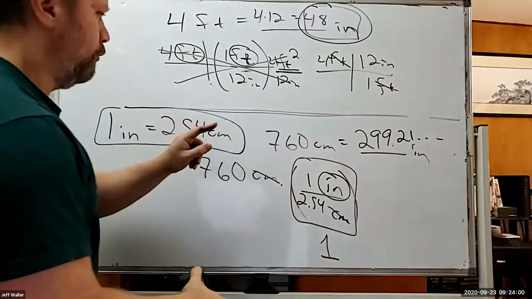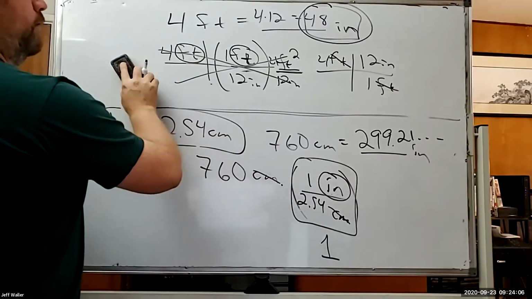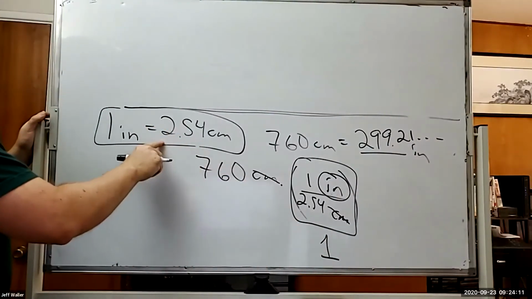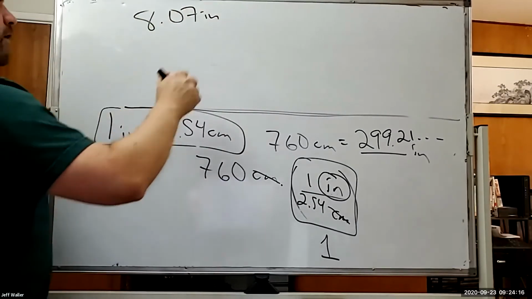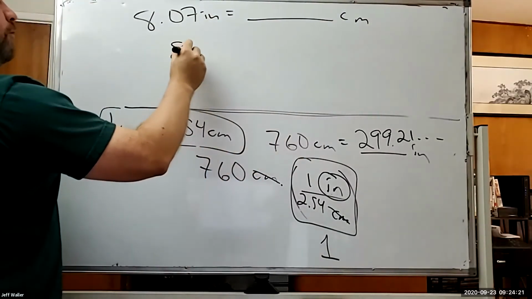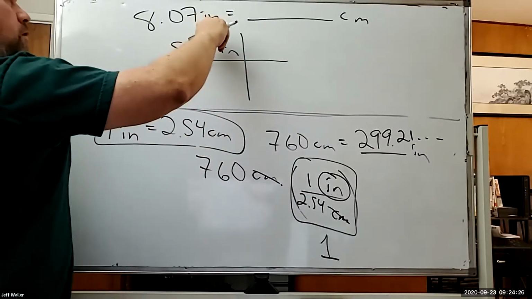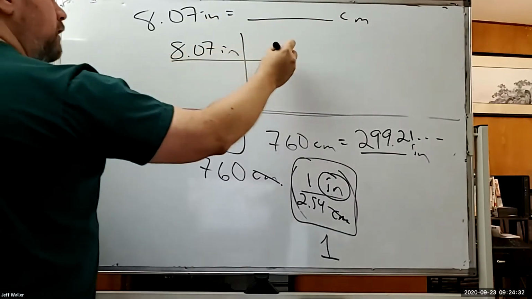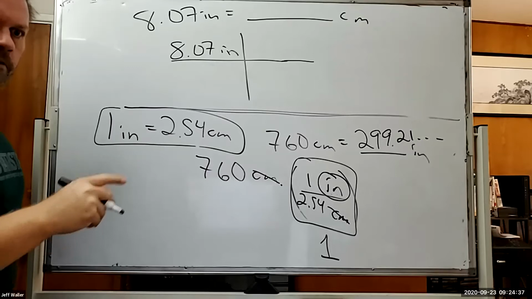So here, let me do another problem with this. That's the other way. Right, here we go. So what if I had, using the same conversion, 8.07 inches, and I want to know how many centimeters that is. So if I write down here 8.07 inches, and I want to go from inches to centimeters, where would the inches go and where would the centimeters go? Inches will go where you can cross cancel, which is the bottom right.